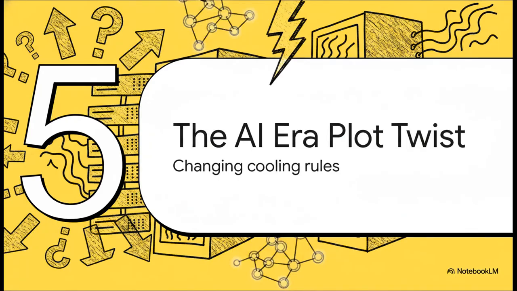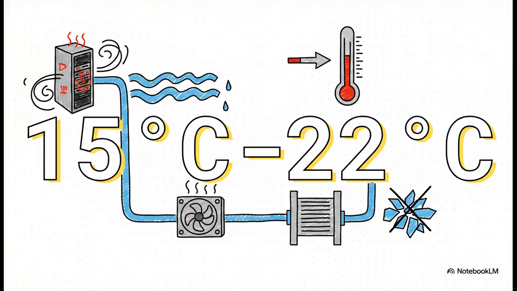Section 5. The AI Era Plot Twist. We are changing the rules of cooling. Now, what's really interesting about these numbers is this shockingly warm temperature range, 15 to 22 degrees Celsius. That's roughly 60 to 72 degrees Fahrenheit. For decades, the golden standard was to chill water down to a rigid, freezing cold 7 degrees Celsius.